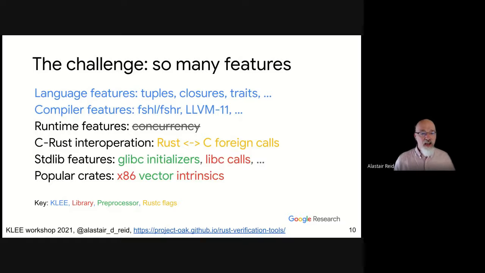And so we now have support for almost all the problematic features that we've been seeing. The main ones that aren't supported at the moment are concurrency and inline assembly code. And the rest we solved using one of those 4 techniques that I mentioned earlier.